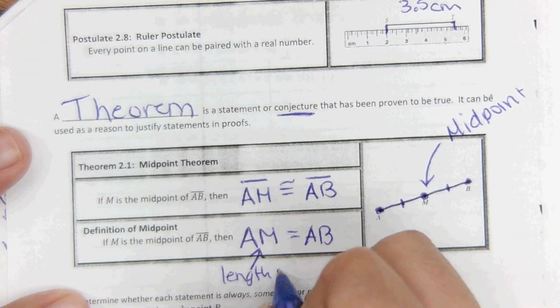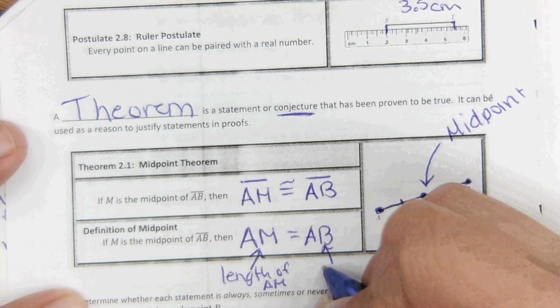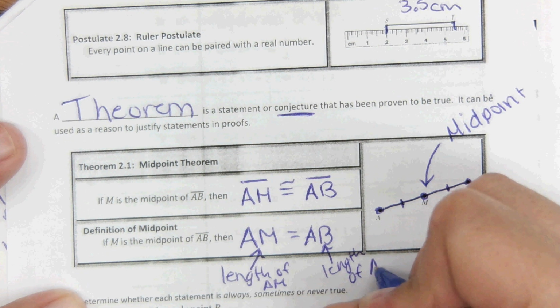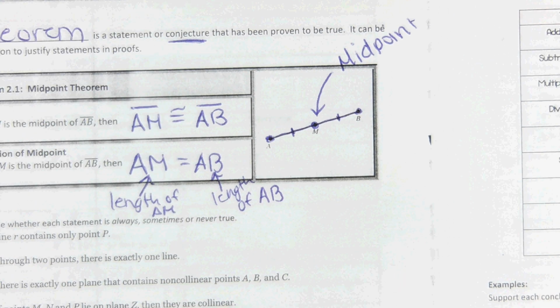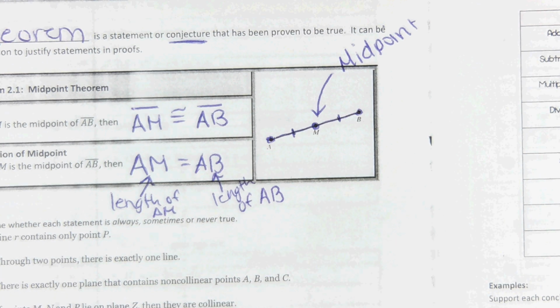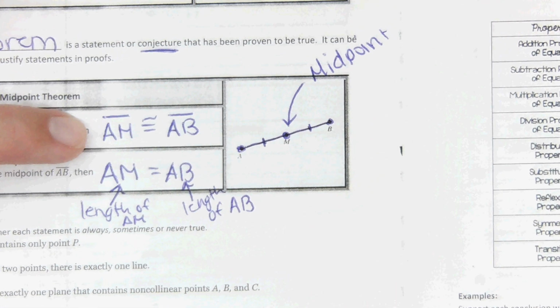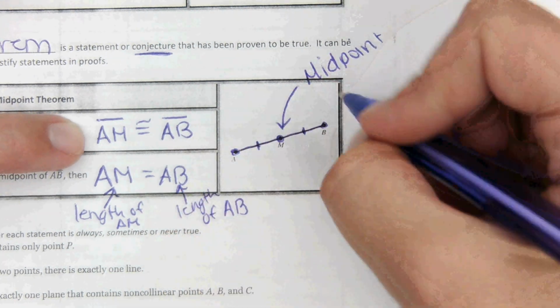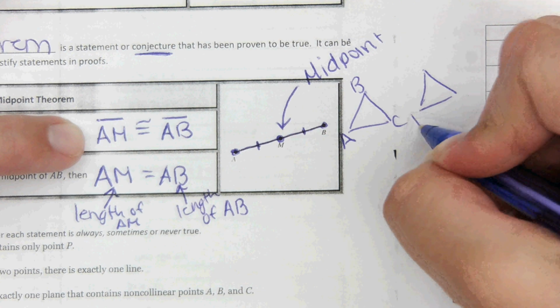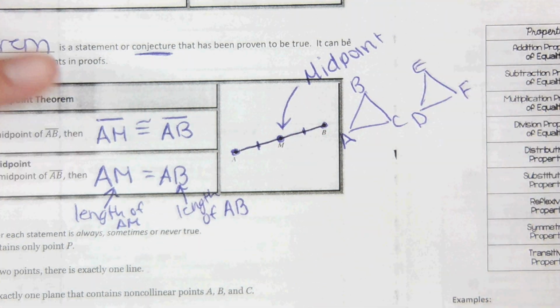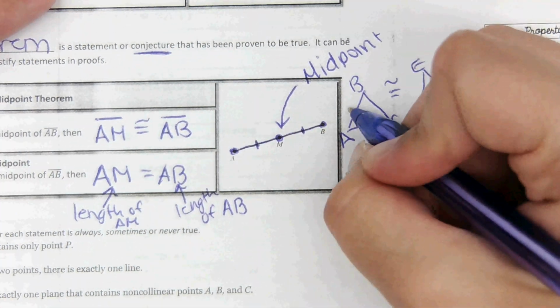So without that line, it's just referring to the length of AM and the length of segment MB. Why did we have to write that twice? Let me explain. The idea of congruence, we're going to see that a lot this year, but congruent could refer to not just segments, but it could refer to, let's say, triangles. So triangle ABC is congruent to DEF.